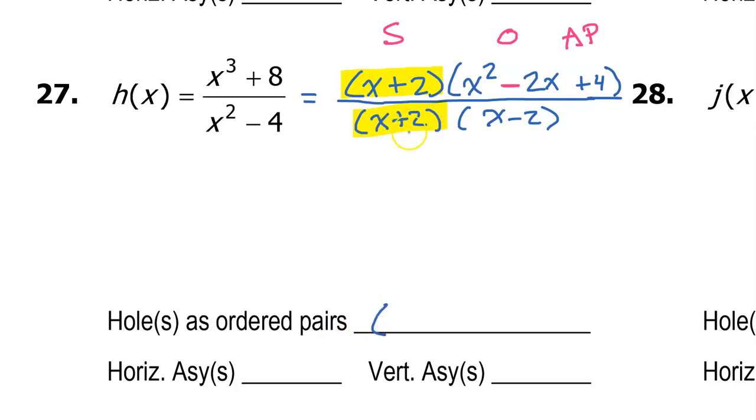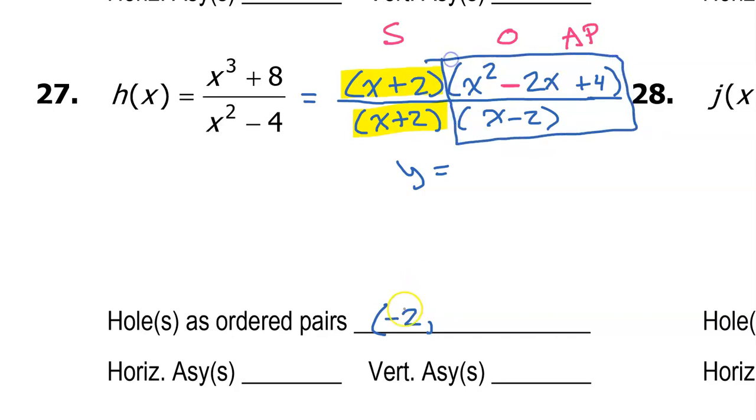If I set this equal to 0 and solve, I will get negative 2. So I'm going to have a hole at negative 2 comma something. I need the y value of the hole. So the y value, I'm going to go ahead and use the rest of the function.